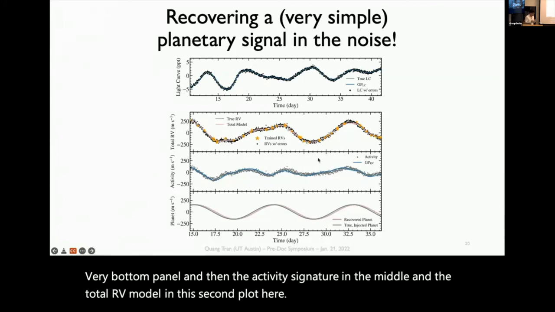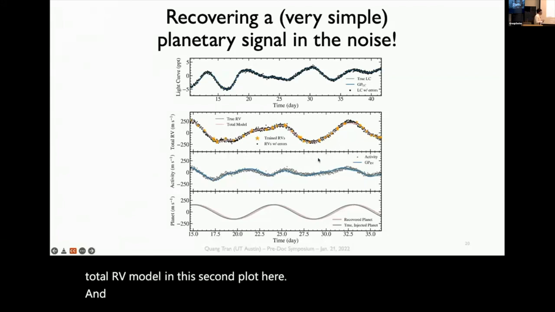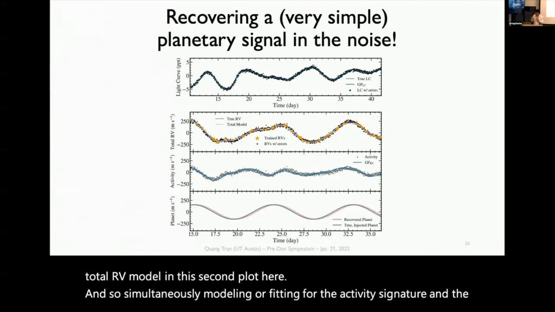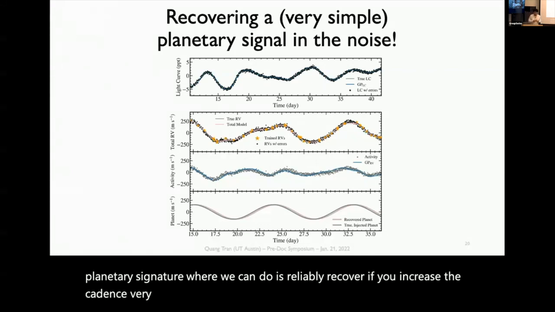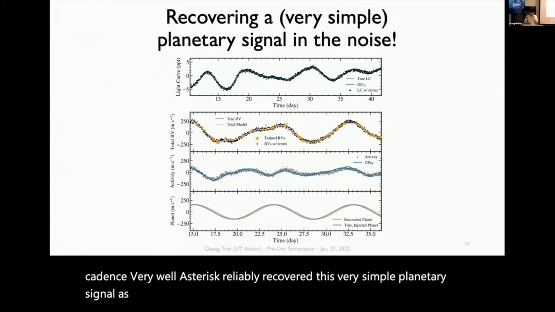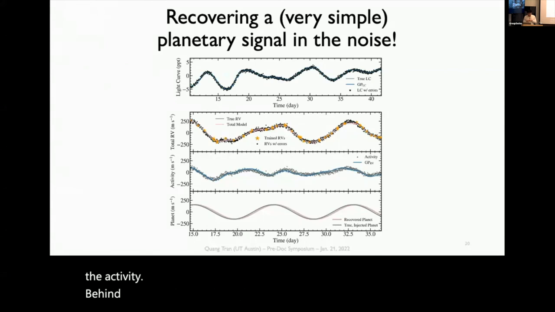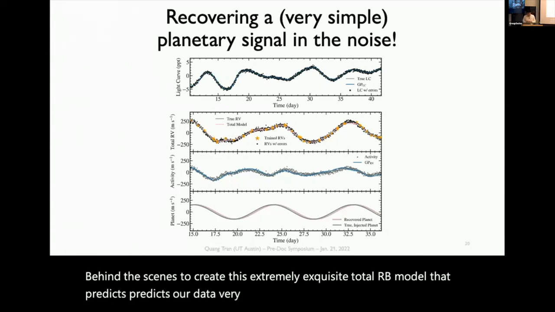And so by simultaneously modeling or fitting for the activity signature and the planetary signature, what we can do is reliably recover, if you increase the cadence, very well, asterisk, this very simple planetary signal, as well as simultaneously predicting what's happening to the activity behind the scenes to create this extremely exquisite total RV model that predicts our data very, very well. So this is super exciting.